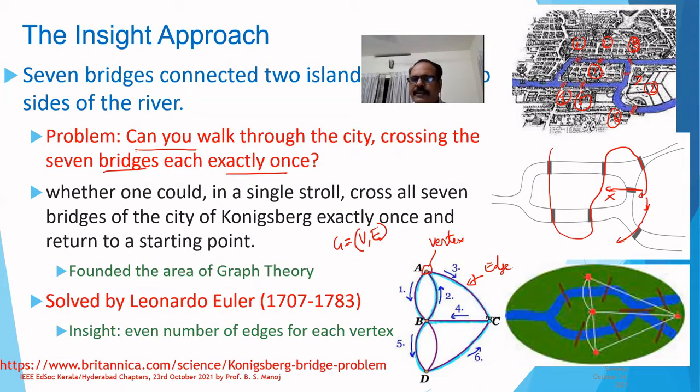And he found one very important insight: if you have only two vertices with an odd number of edges, you will be able to solve this problem. Otherwise, you will not be able to solve this. If you have only two vertices with an odd number of edges, you can say, yes, I can walk through the city crossing all bridges exactly once. And if there are more than two vertices with an odd number of edges, you cannot solve that.